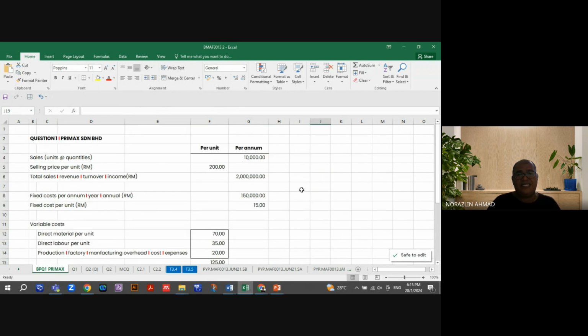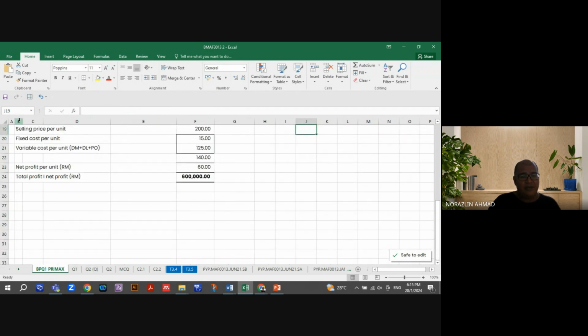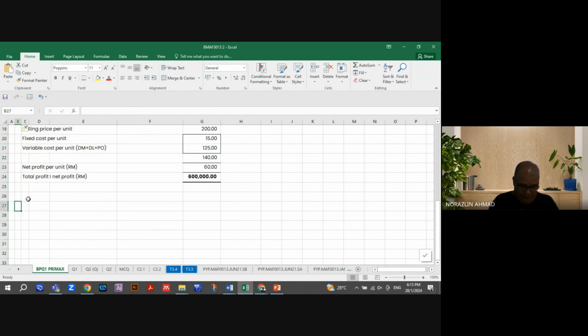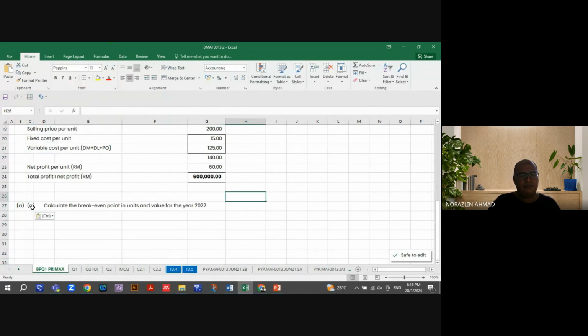This one is a simple calculation for your question. Let's look at the question. What are the requirements in the question? The first one, A. The question wants you to calculate the break-even point in unit and in value for the year 2022.